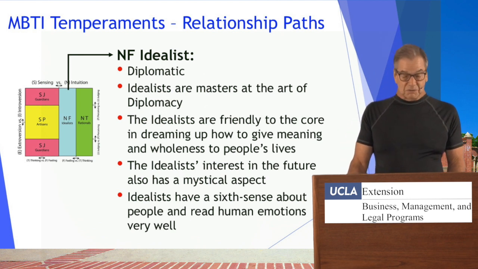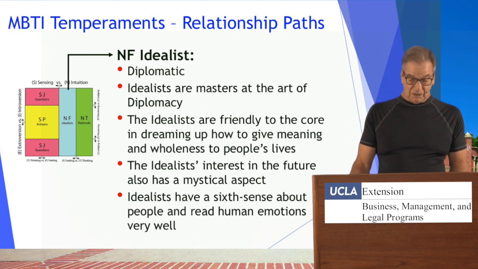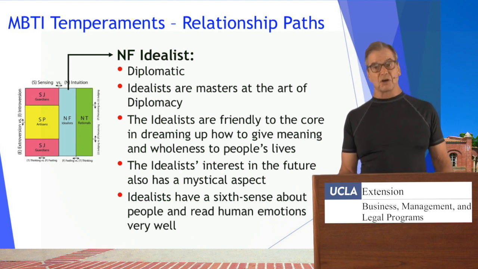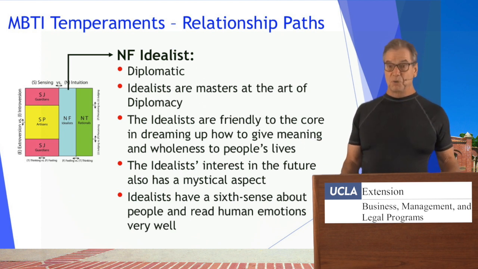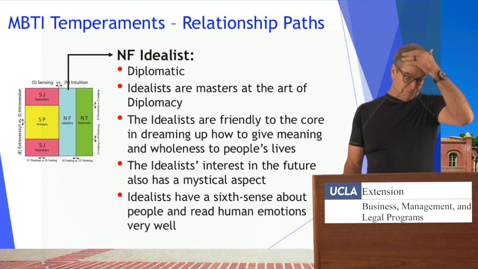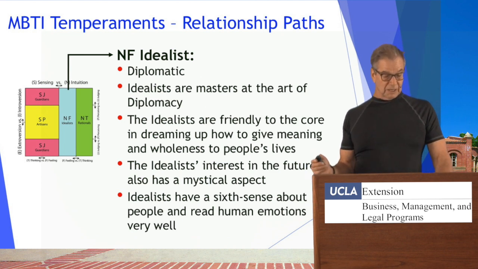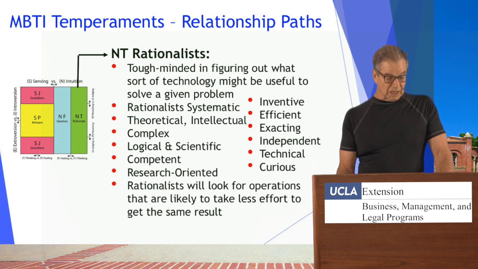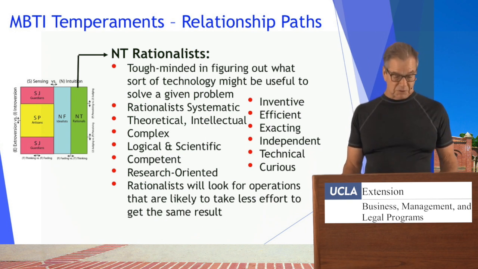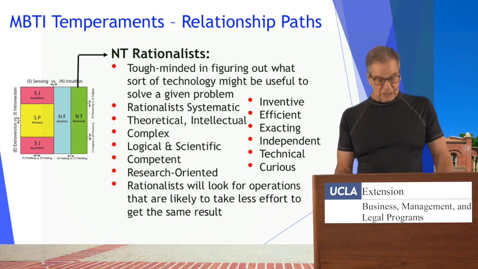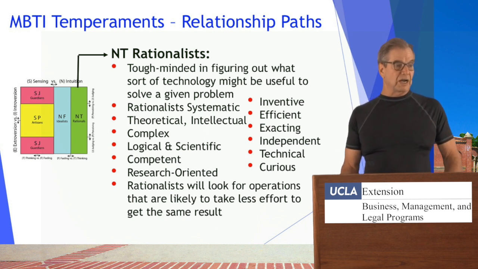And so diplomacy, diplomatic, masters in the art of diplomacy. These are our communicators. Many of our book authors and things like that come out of this, because most NF people have very creative minds. And then next is our NT rationalists, and these are strategic people. Again, they're only 5% of our population. Tough-minded, they're focused on profits, they're focused on getting the job done, but most of all, they pride themselves in being very clever and ingenious at what they're doing.